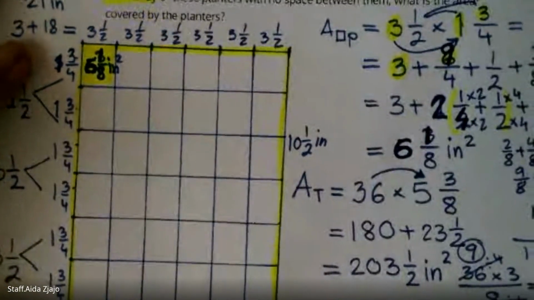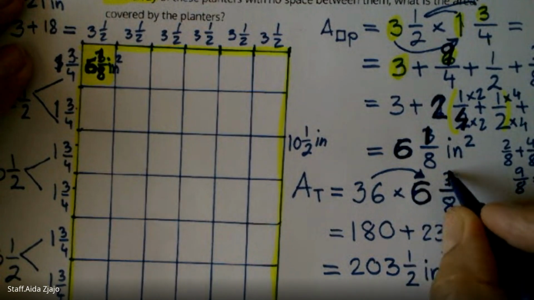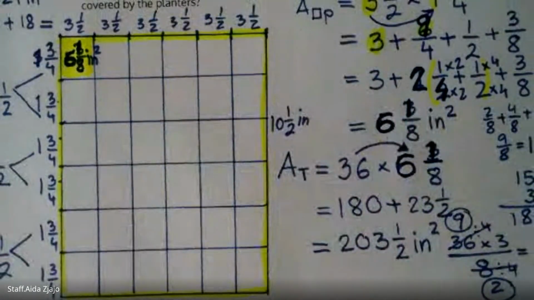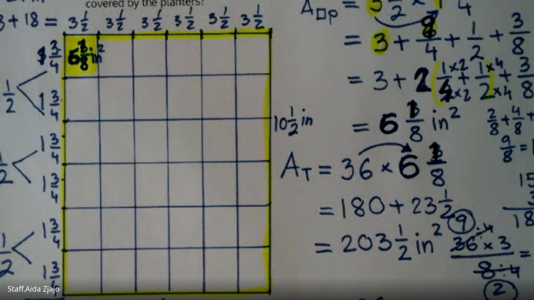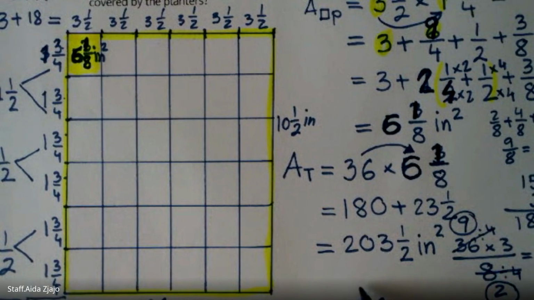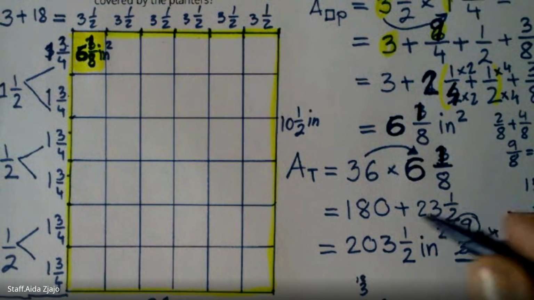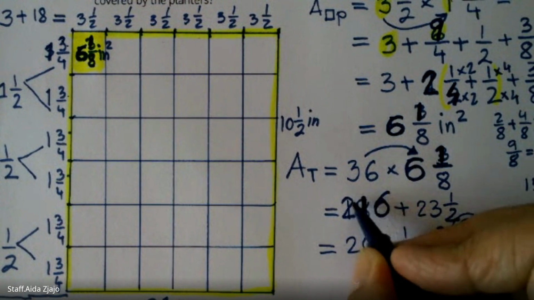Now 36 times 6 and 1/8. Okay, 36 times 6. 6 times 6 is 36. 6, I remember 3. 3 times 6 is 18, plus 3 is 21. So it's 216.